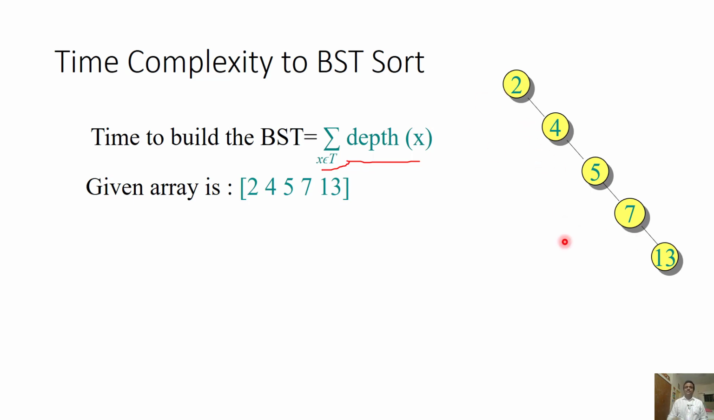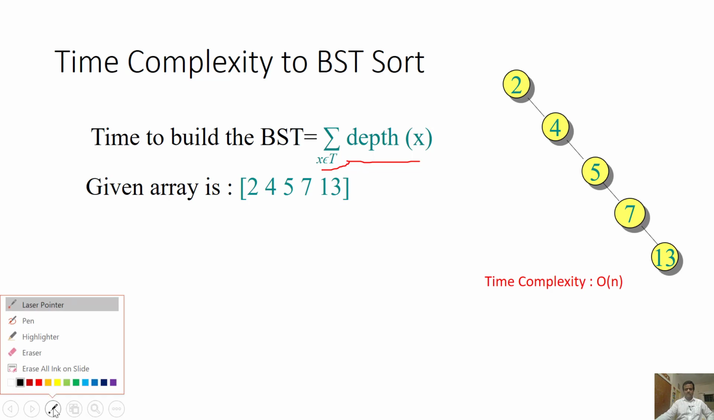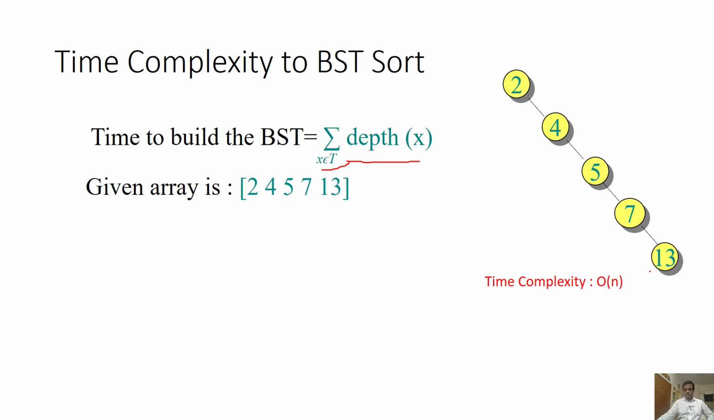This is also true if we have a reverse sorted array, then it will be like this as well, and the sum of the depths is again 1 plus 2 plus and so on, which will give us an order of n square time algorithm. So the time complexity of this is order of n square.